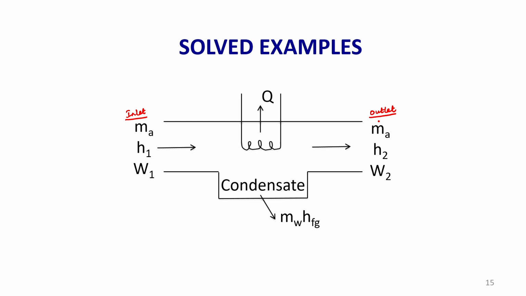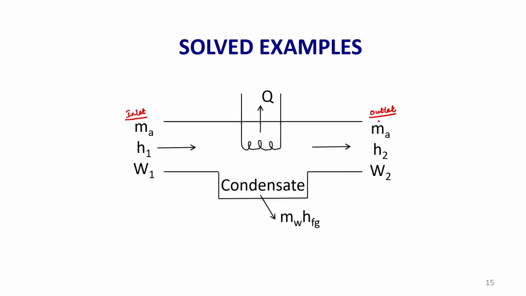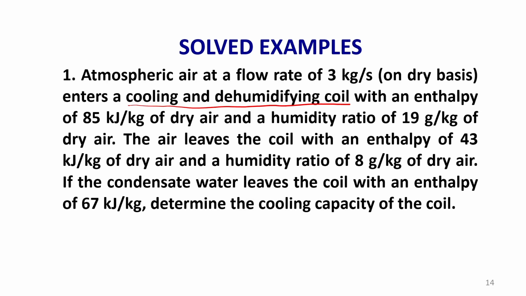And whatever condensate has been collected during this process, that also we have to find out, along with the cooling capacity of the coil. The condensate water leaves the coil with an enthalpy of 67. So, that much amount of heat is removed, and that's why the arrow mark is this one. It is cooling and dehumidification, that is the temperature drops, which is why there is a drop in enthalpy. Inlet enthalpy is 85, outlet enthalpy is 47, and there will also be dehumidification, which is removal of moisture. So, W2 will be less than W1.